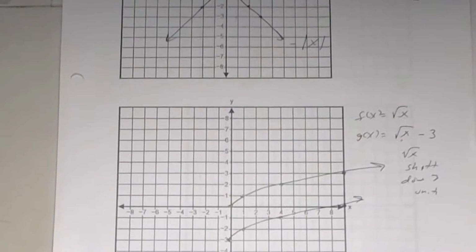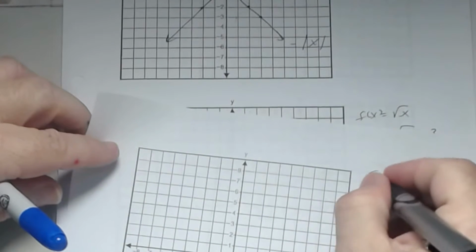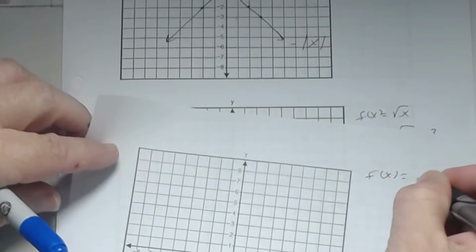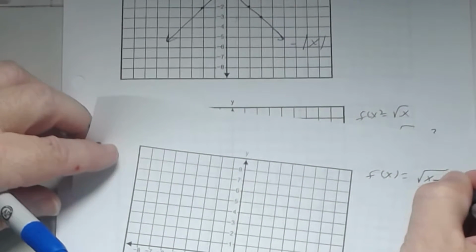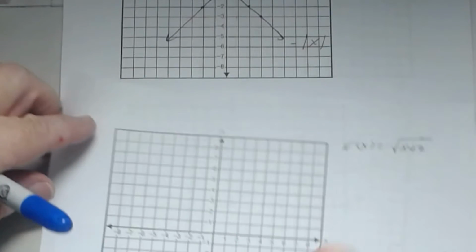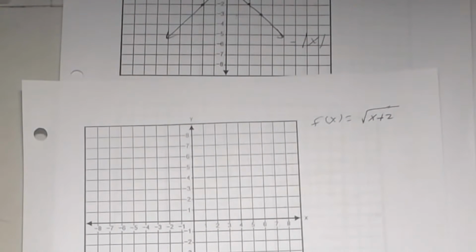Suppose we had f of x equals the square root of x plus 2. Don't use t-tables because you're really not going to know where the endpoint is. So use shifting. That helps tremendously. And that's what you're going to use next semester anyways, the idea of transformations.